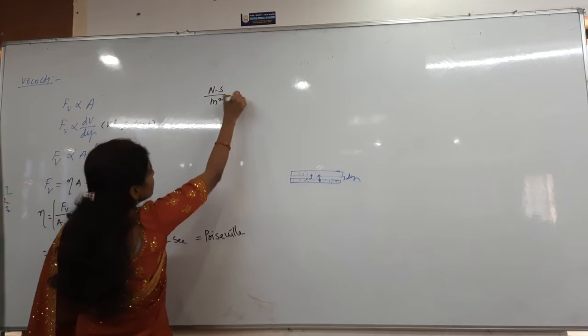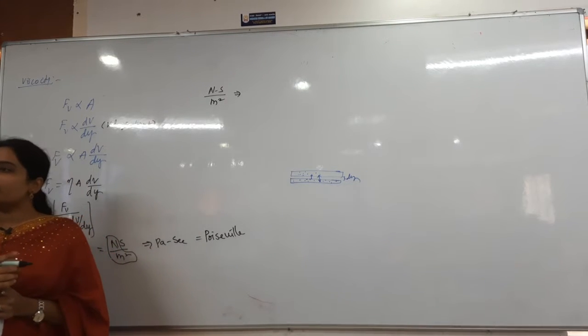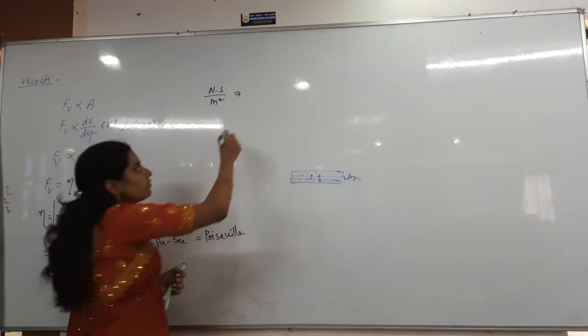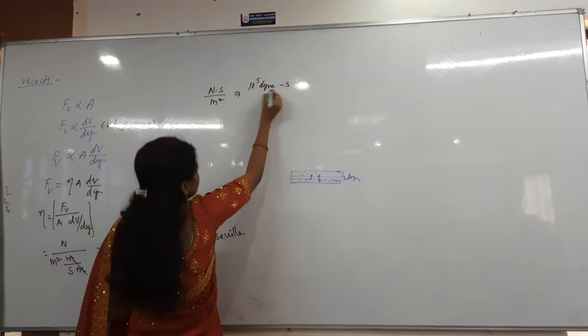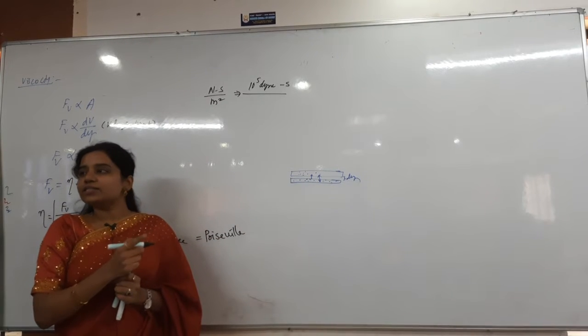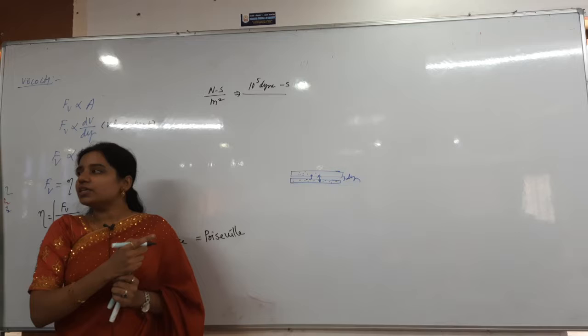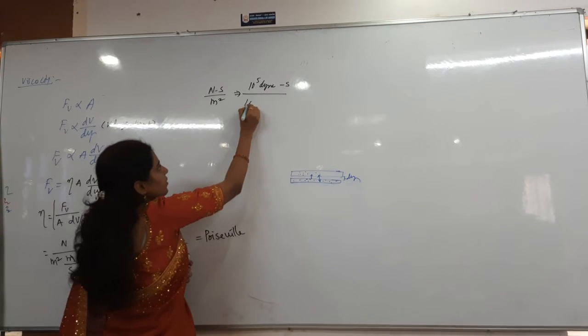Now I want to get it in CGS. Newton is nothing but what? How much can I write? 10 power 5 dynes I can write. So 1 Newton is equal to 10 power 5 dynes. Then second is second only, divided by meter, how much can I take? 100 centimeter. Meter square is there, so how much can I take? 10 power 4 centimeter square.